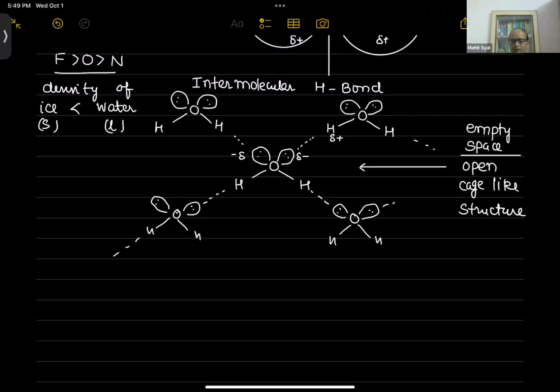And this leads to lighter density of ice. That's why ice floats. Ice expands. It needs more space. It is lighter. A lot of empty space. Is that clear? Let's move on to the next example. This is a very important example. You must know it is because of hydrogen bonding. The root cause is hydrogen bonding.